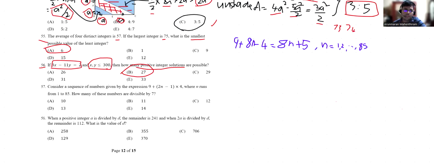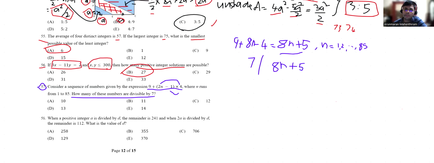Question number 57. Consider a sequence of numbers given by the expression 9 plus (2n minus 1) into 4. That is equal to 9 plus 8n minus 4, which is equal to 8n plus 5. n varies from 1 up to 85. How many of these numbers are divisible by 7? The question is, 7 divides 8n plus 5 for n equal to 1 up to 85.